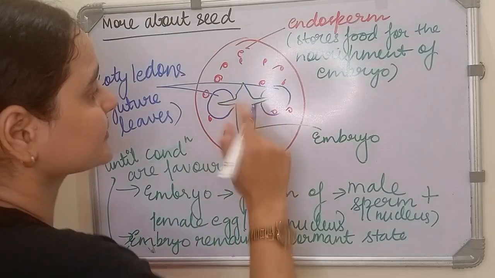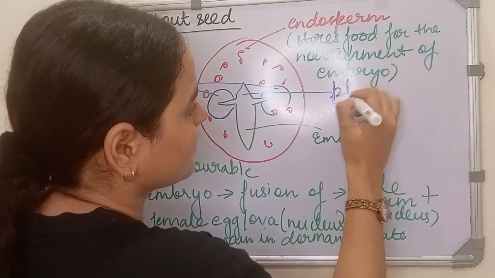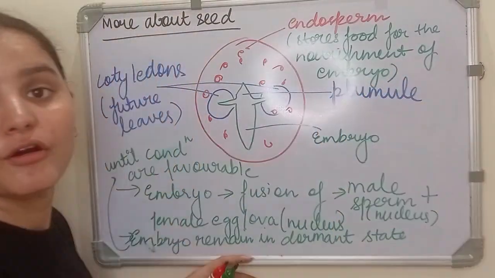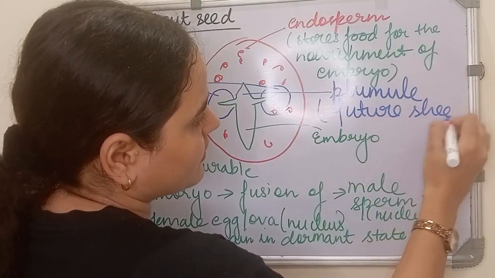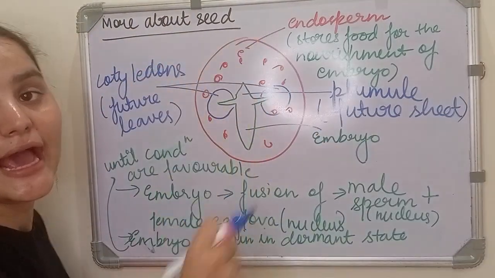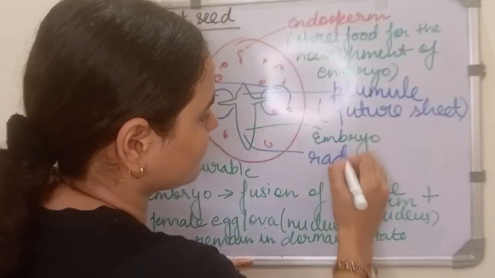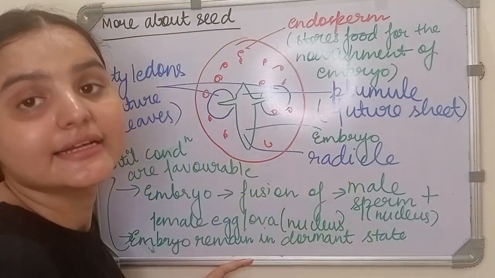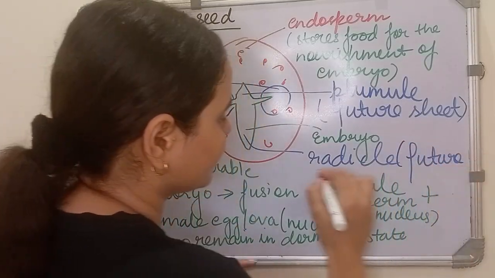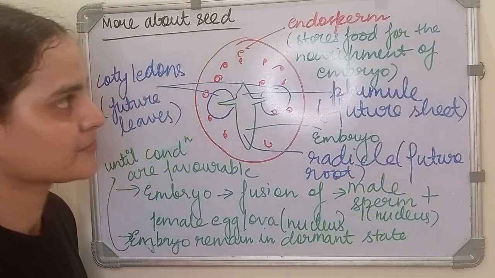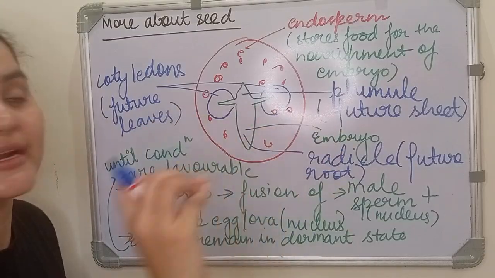Now, this upper portion of this embryo is called plumule, which forms the future shoot. Okay, it will elongate and form shoot, and the lower portion of the embryo is called radicle. Okay, and this radicle forms the root, so it is the future root. Just note this point very carefully and try to understand and learn these things.